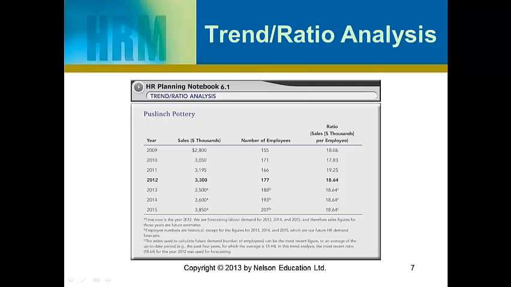If 2012 is our current, we are able to look backwards and then project forwards and say, by the time we get to 2015, if we're projecting $3.850 million, we're going to need 207 employees if we're going to maintain a sales ratio of $18,640 per employee, and that's how it works.